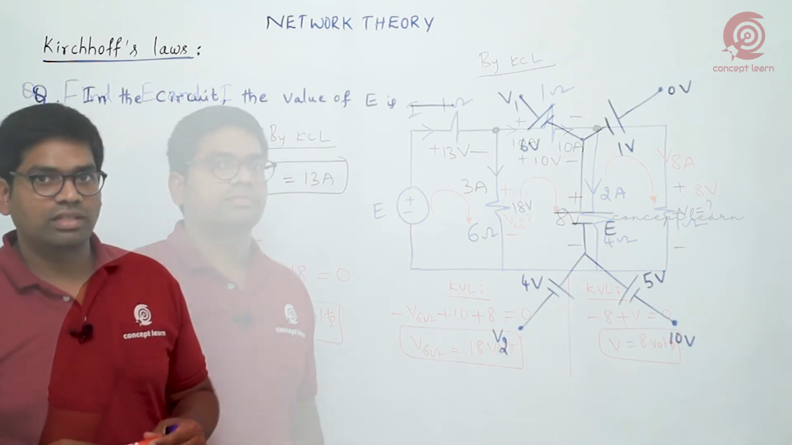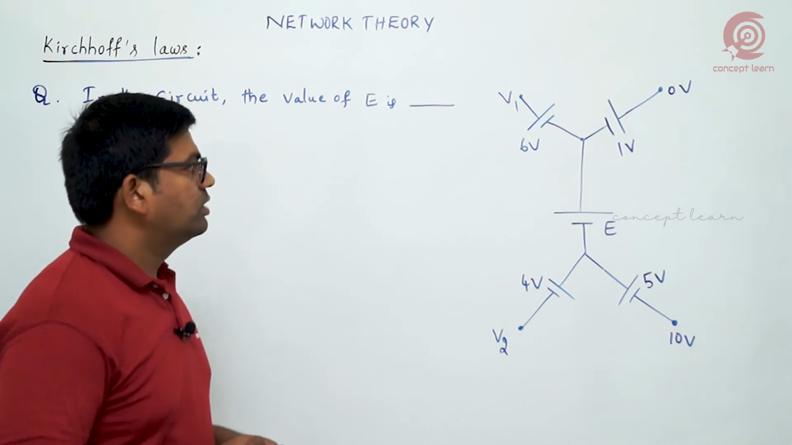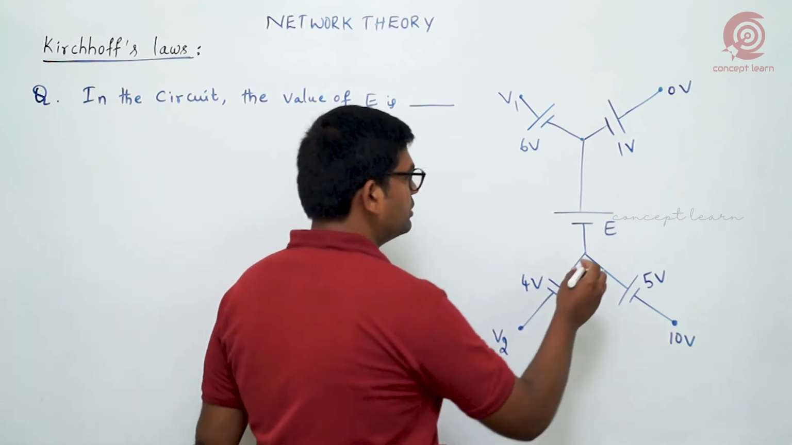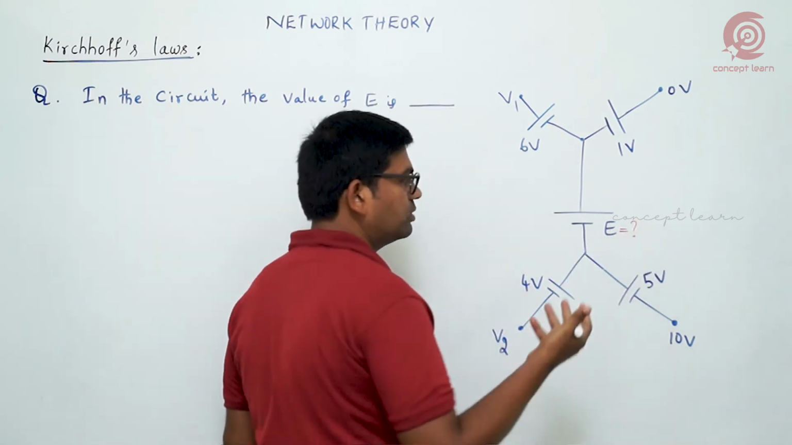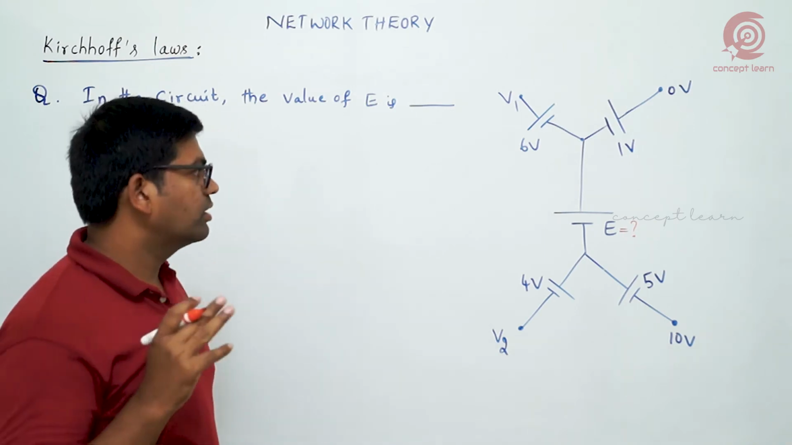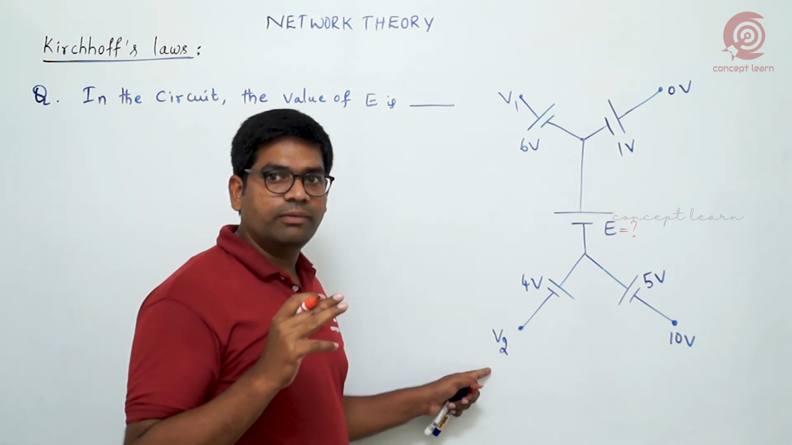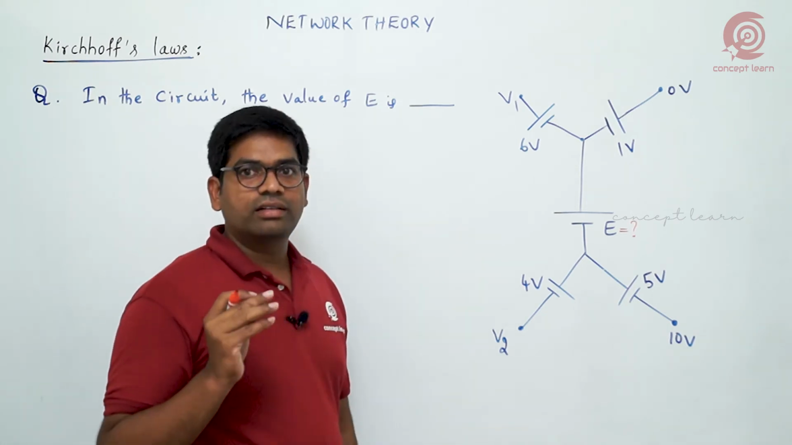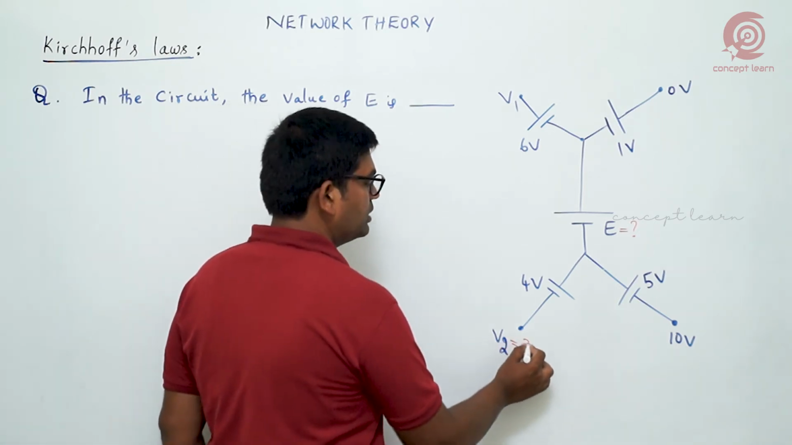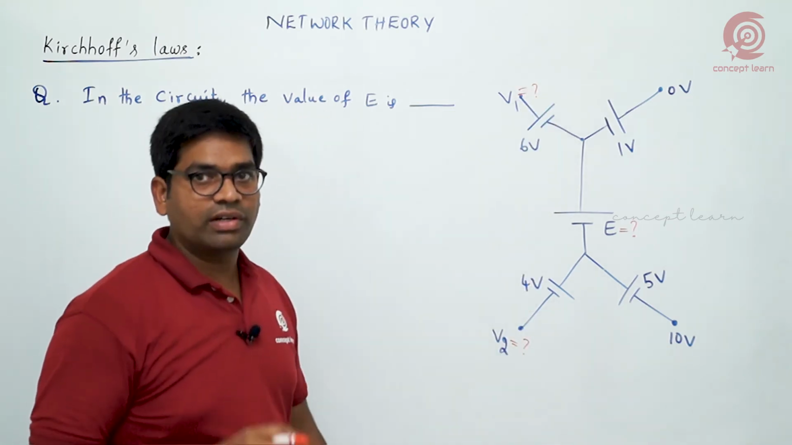See another question related to KVL here. Observe, in this network we need to find the value of E. E is an unknown battery source, you can even consider. If you observe this network, what is the observation here? On the left hand side, V1 and V2 are indicated. So the V1, V2 values are also not specified. So these are all unknown. V1, V2. And again E is unknown, but E we need to find.